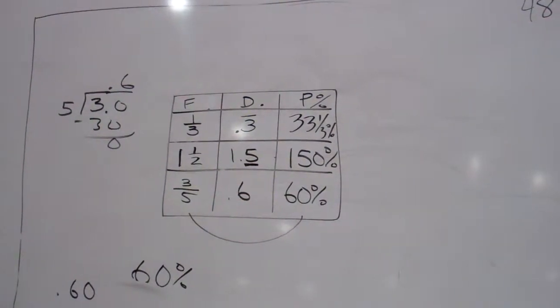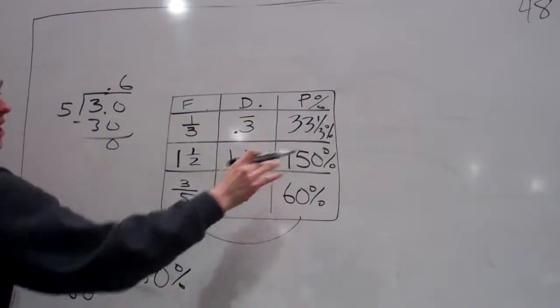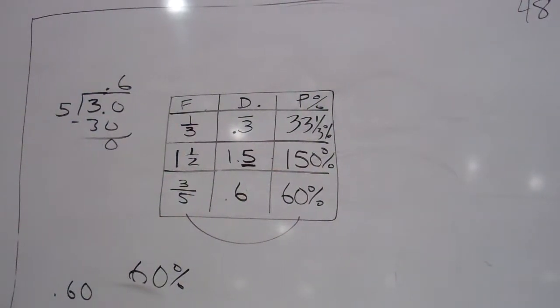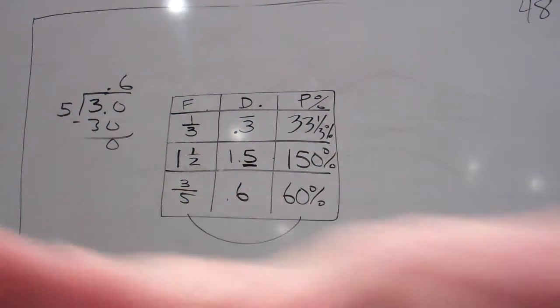Remember, zeros don't matter at the end of a number. I could add 100 of them. It'd be the same thing. Got it? All right, that's lesson 48.